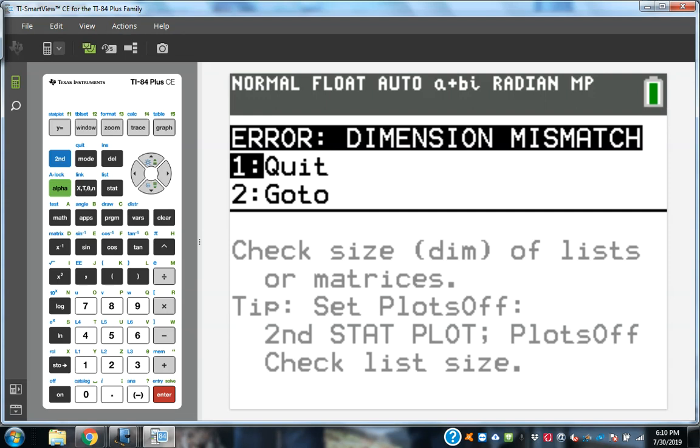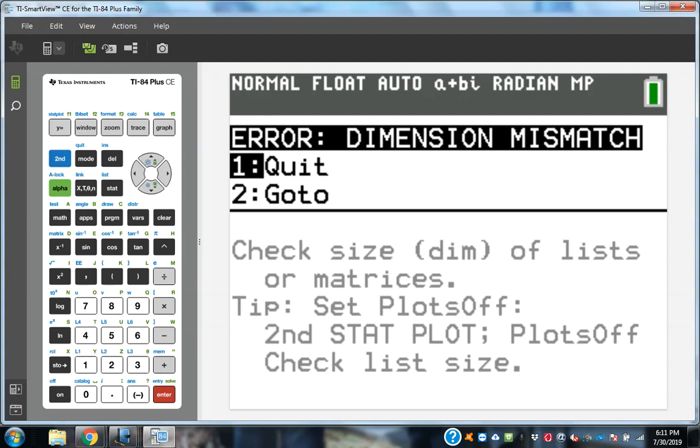It's of lists and matrices. This can work with lists as well, but it's the same error. It tells you, hey, you can't do that. It doesn't work that way. You cannot do that because the dimensions don't match in the right way.